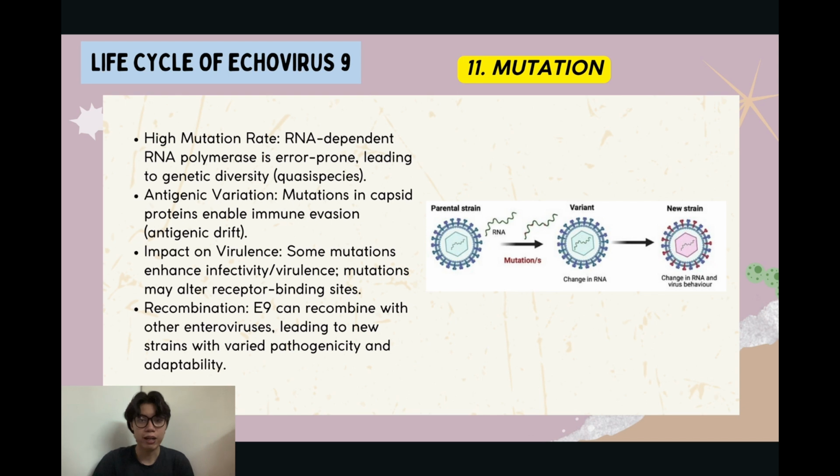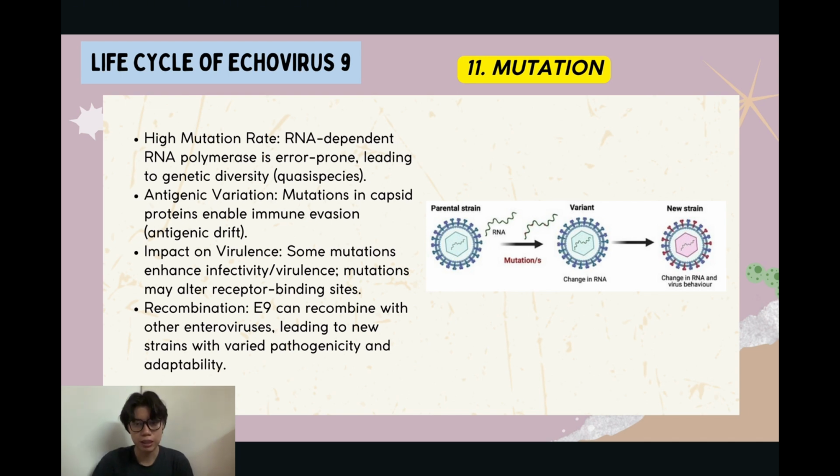As an RNA virus, Echovirus 9 has a high mutation rate, driven by its RNA-dependent RNA polymerase, an enzyme that lacks proofreading ability. This high mutation rate results in a diverse population of virions, known as quasi-species, within a single host. This genetic diversity provides E9 with a rapid and effective means of adapting to selective pressures, such as the host immune response or antiviral treatments, increasing its chances of survival and propagation.